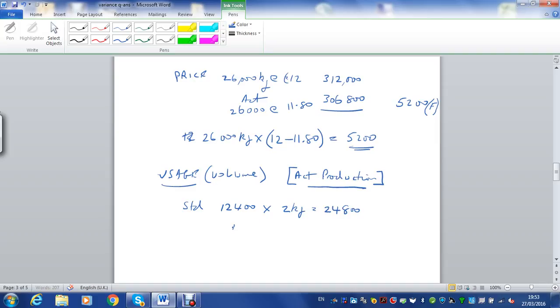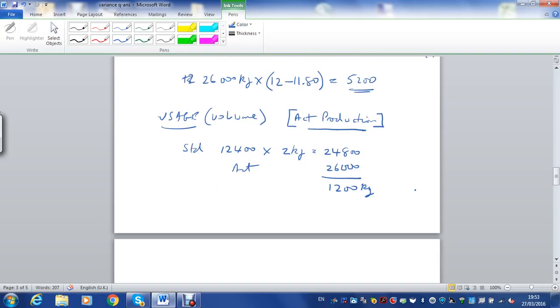However, we actually used 26,000. Remember, that's what we've been told in the question, 26,000. The difference was 1,200 kilograms. Now, what do we multiply by to get a value? Everything now is standard price. The standard price is 12. Remember, once we eliminate the actual price here, everything is at standard price. 1,200 kilos at 12 gives us 14,400.